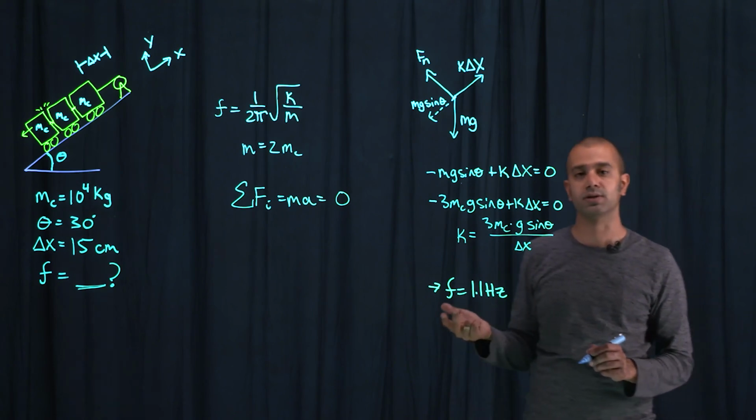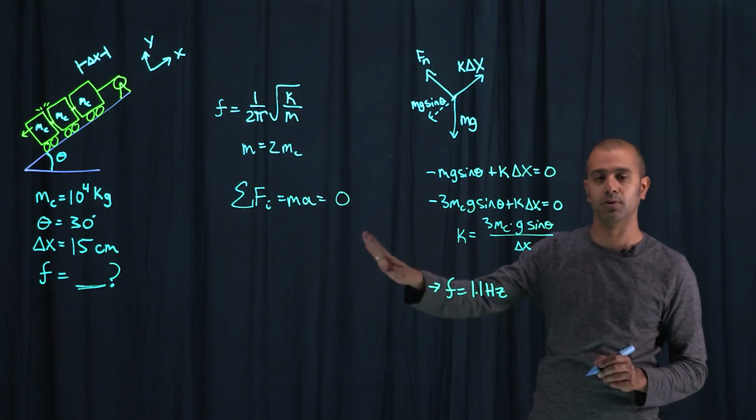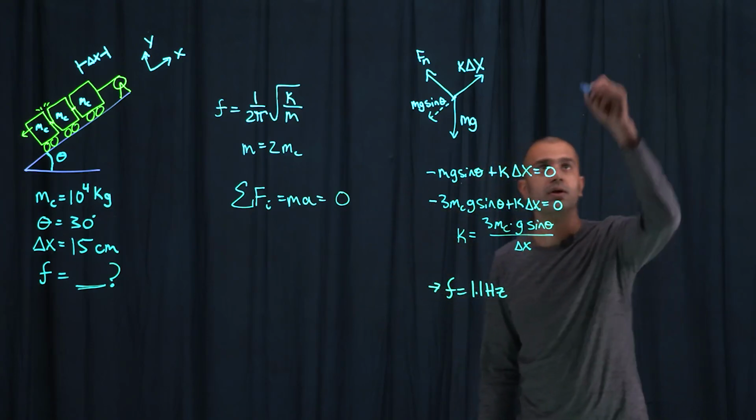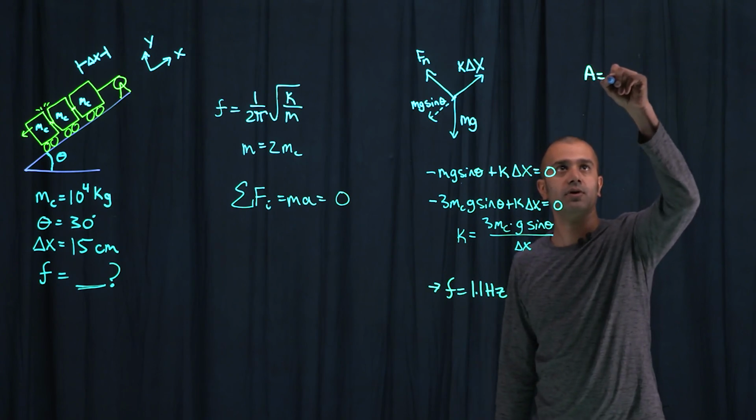Now, the second part of the question asks, what is the amplitude of that motion? In other words, how much is it going from its furthest point to its closest point? So let me write that up here. The amplitude is what we're looking for next.